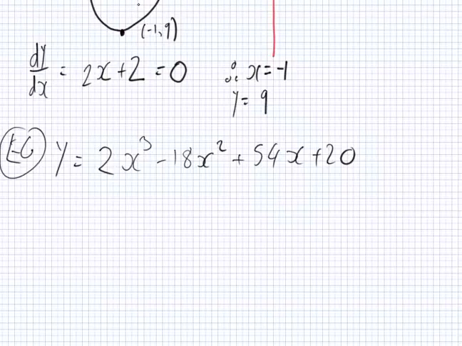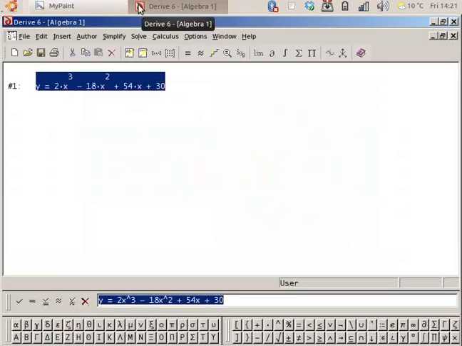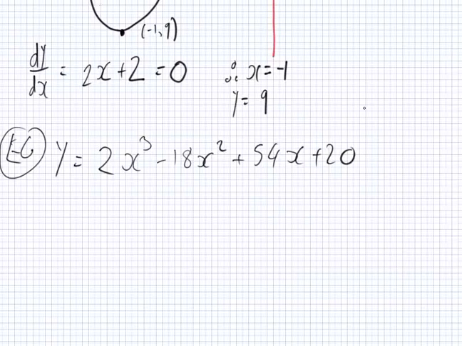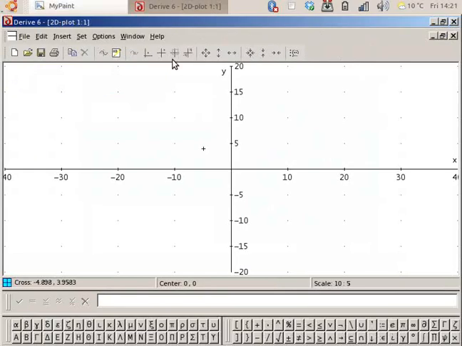actually let me draw it, that'd be handy. So can you just read the cubic back to me? What was it? Y equals, oh actually no, 2x cubed, yeah. 18x squared plus 54x, there we go. Plus 20. Oh, I must have miswrote it. That should be 30 here, okay. All right, let's draw this. Zoom out.